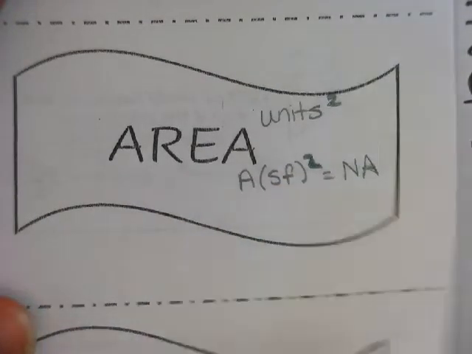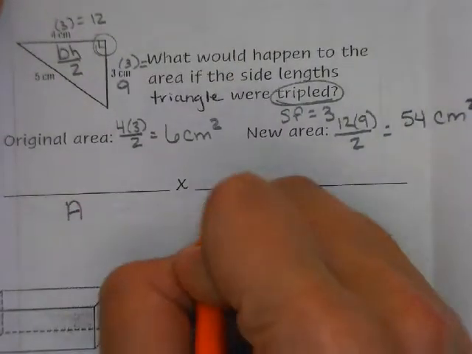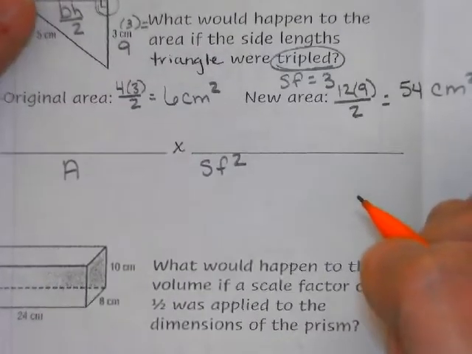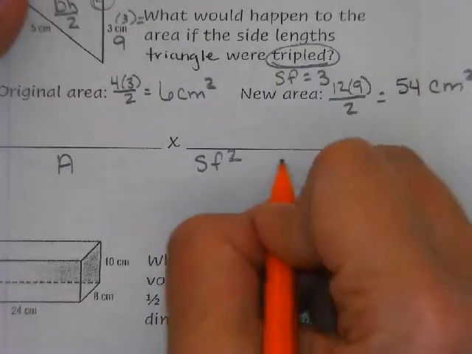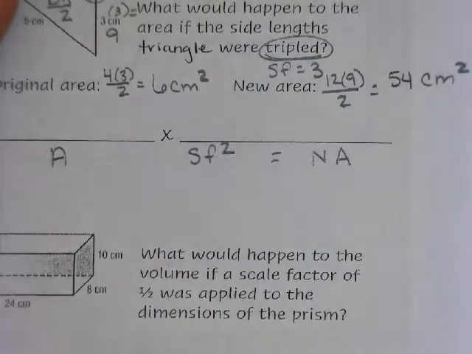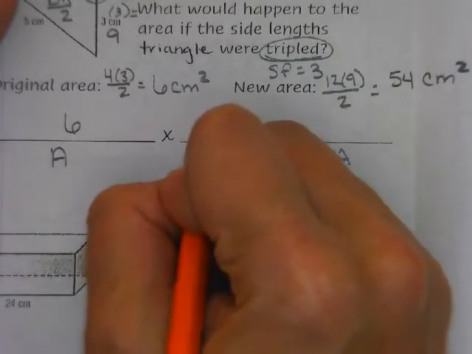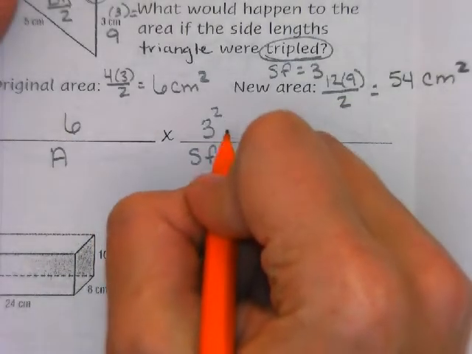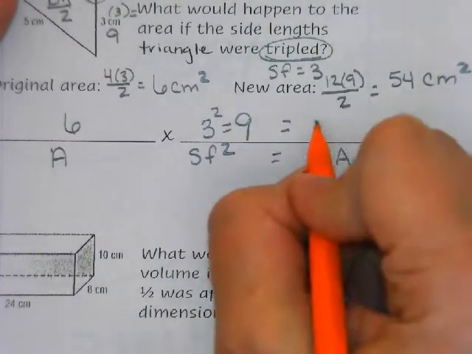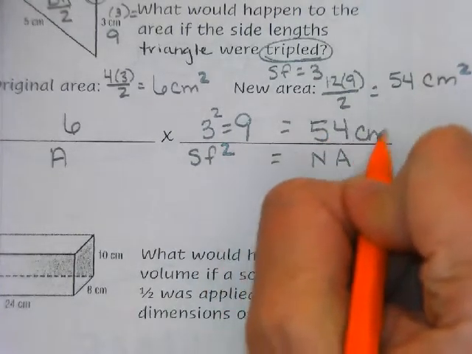So if we use our rule now, the rule we wrote on the front here, area times scale factor squared equals new area. That means you're only squaring the scale factor like when we did area of circles. So what was my original area? 6. What was my scale factor? 3 squared, which we can write as 9. What's 6 times 9? Oh, look at how that worked.